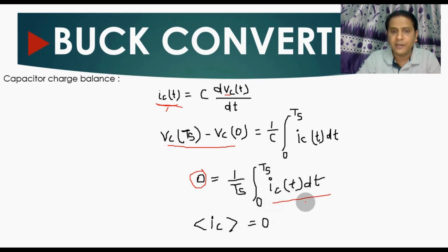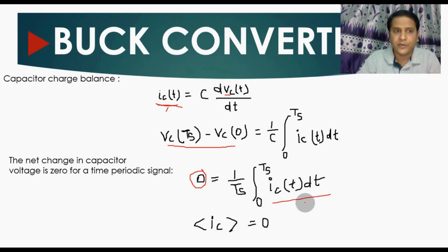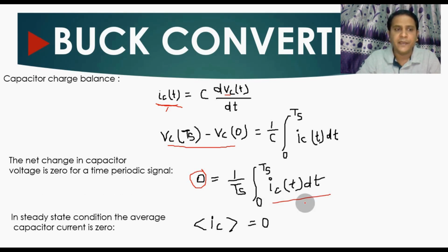So what you can find from this formula is that the net capacitor current change in a buck converter is 0. So you can summarize it: the net change in capacitor voltage is 0 for a periodic time signal, and in steady state condition the average capacitor current is 0. These are two very important parameters you need to understand: the net change in capacitor voltage is 0 for a periodic time signal, and in steady state condition the average capacitor current is 0.